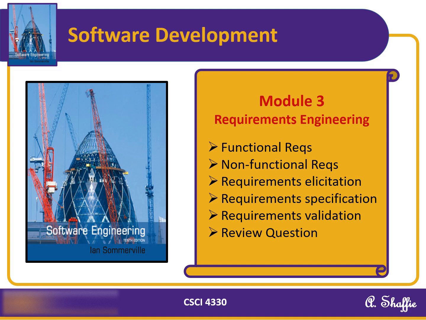To start, we will cover functional requirements, which specify what the system should do, followed by non-functional requirements, which define system constraints and qualities like performance, usability, and security. Understanding both types is critical for aligning the final product with user expectations.